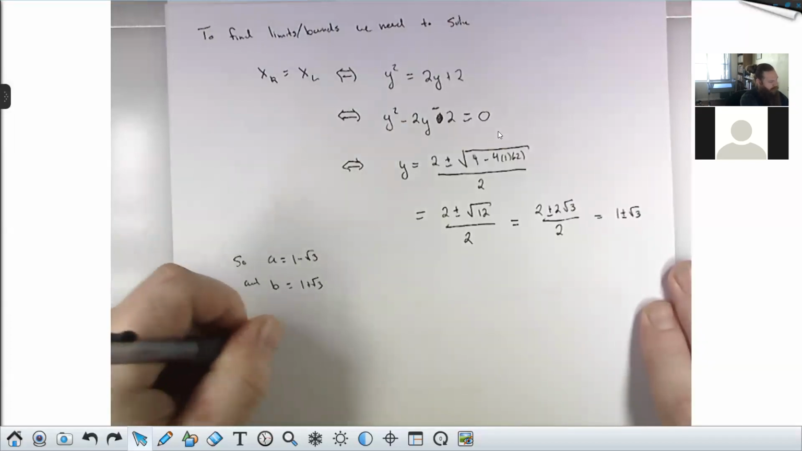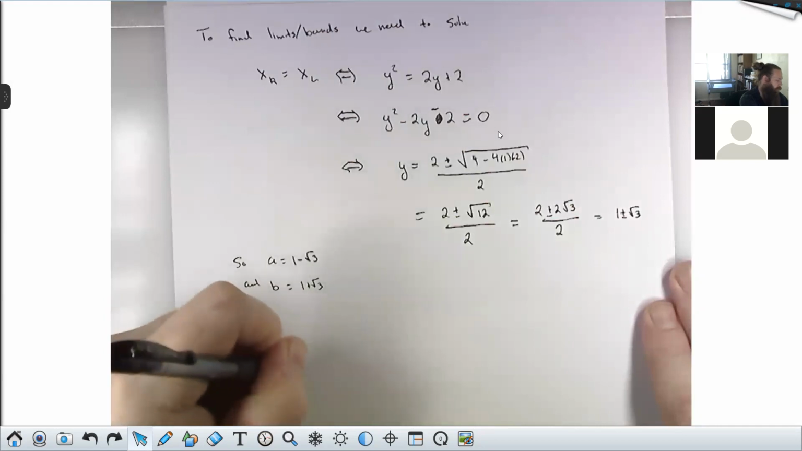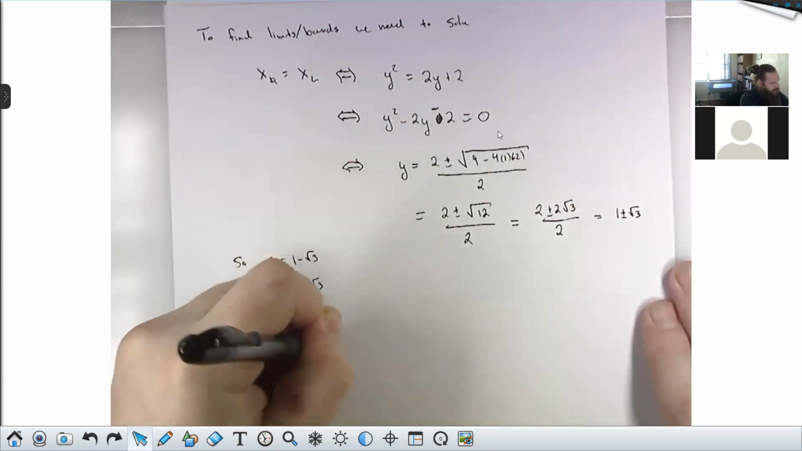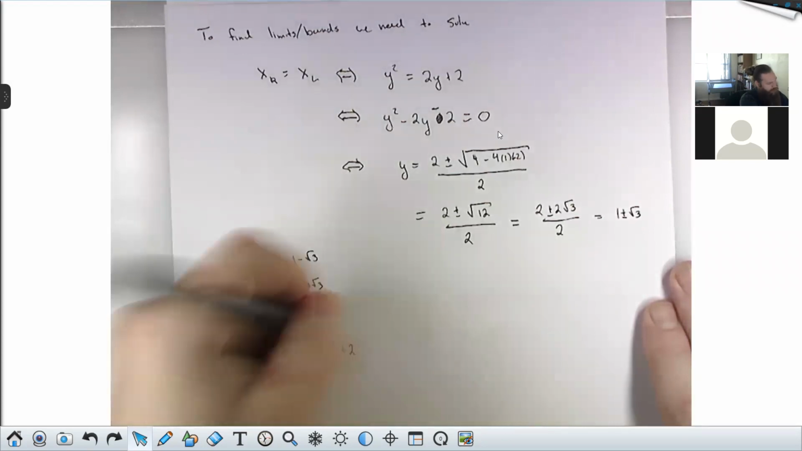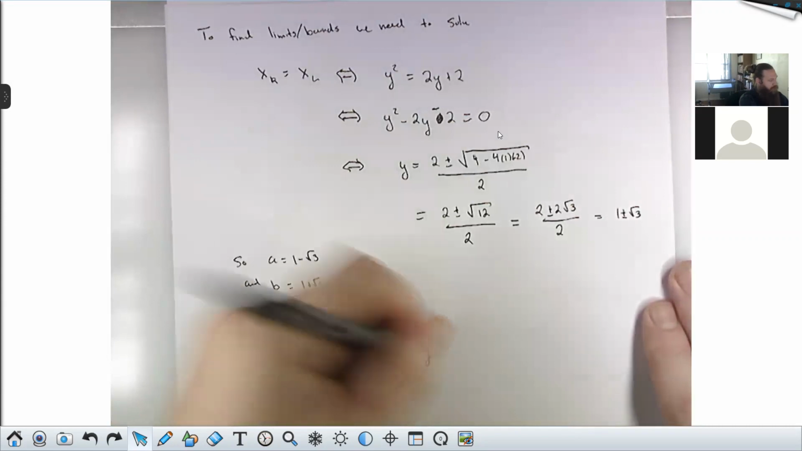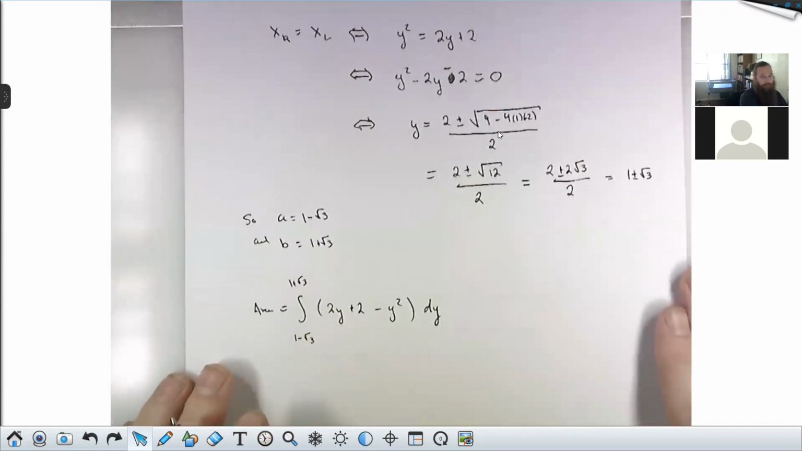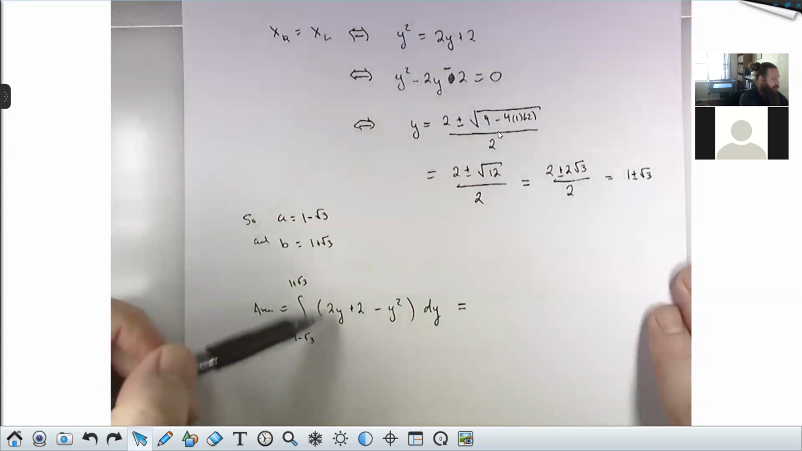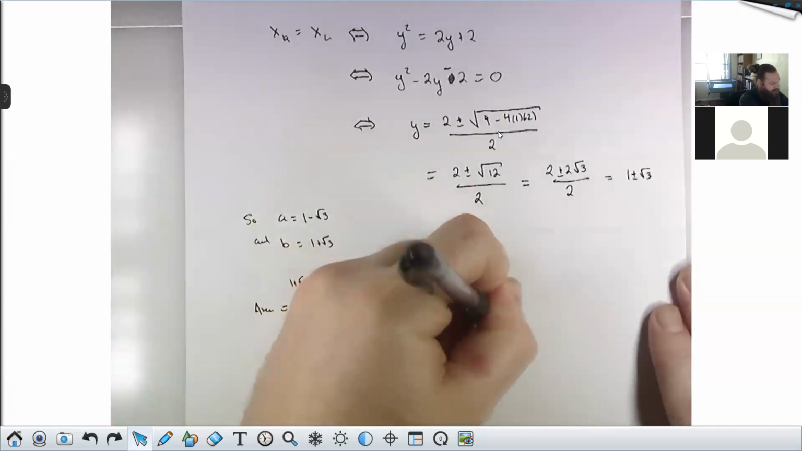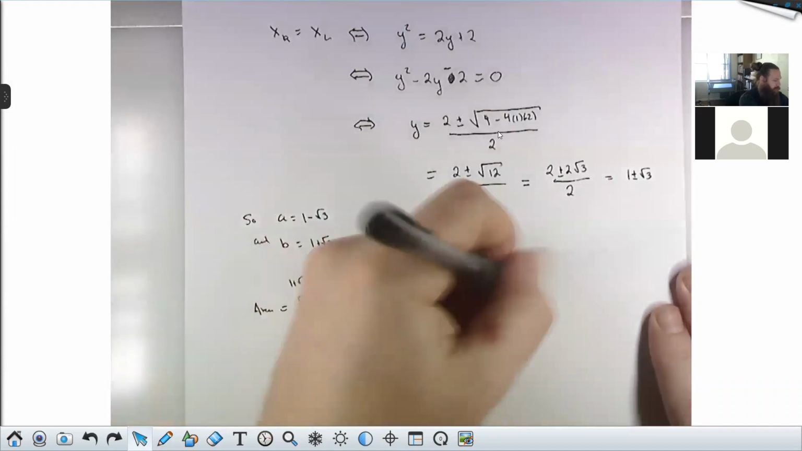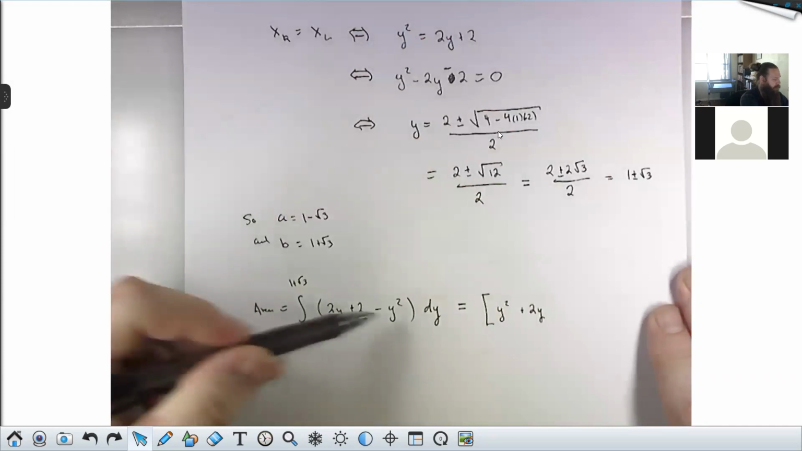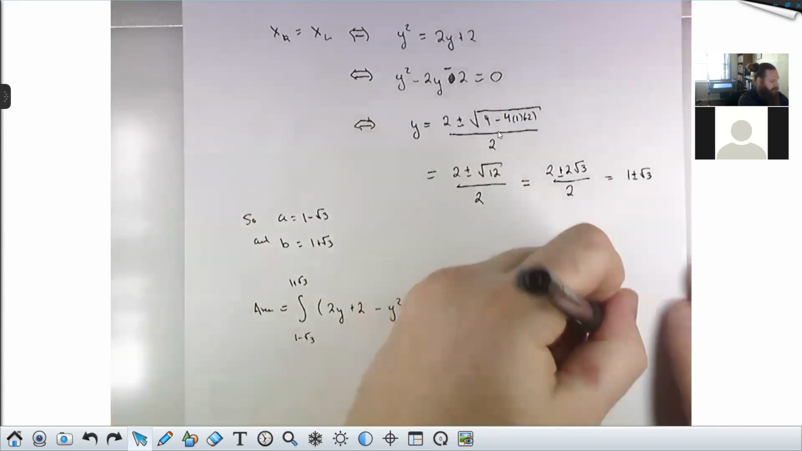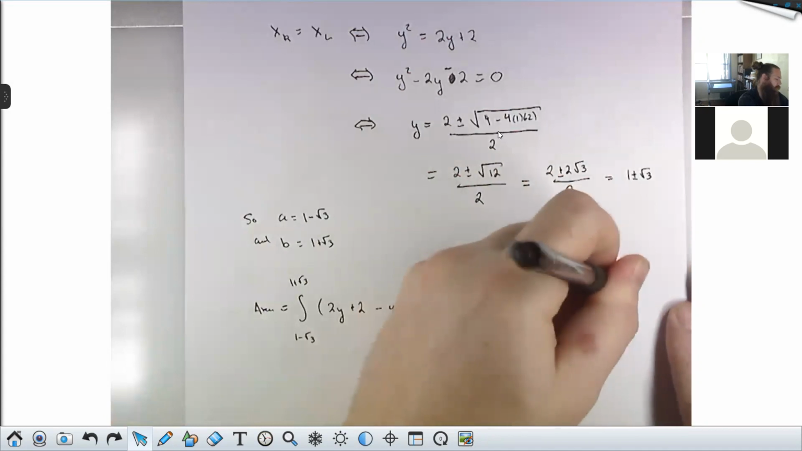And the area is the integral from A to B. So that's the integral from 1 minus root 3 to 1 plus root 3 of 2y plus 2 minus y squared dy. The antiderivative step here is not bad. 2y has as an antiderivative y squared, plus 2. 2 has an antiderivative 2y. And minus y squared is going to become minus y cubed over 3. And we evaluate from 1 minus root 3 to 1 plus root 3.